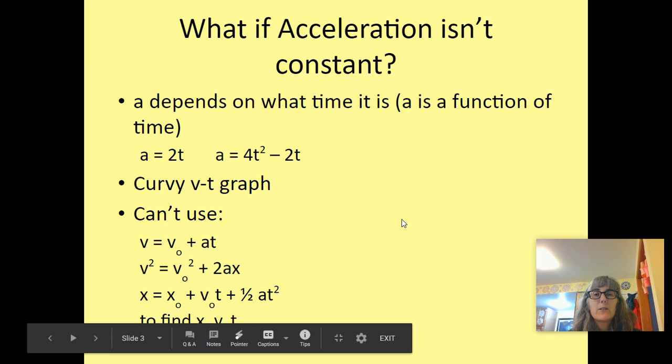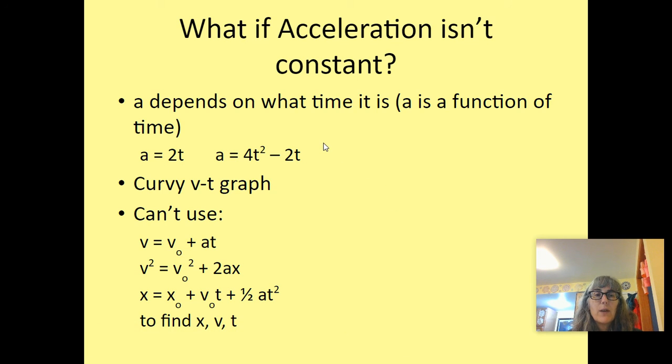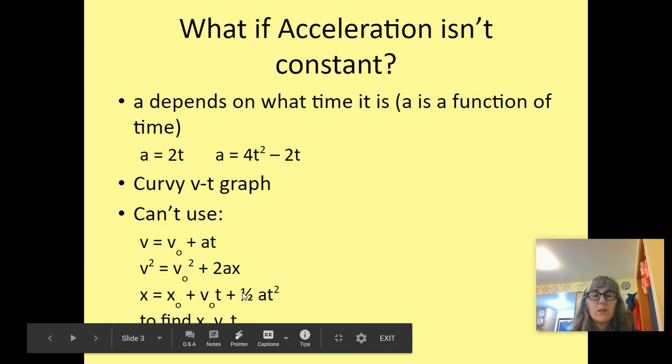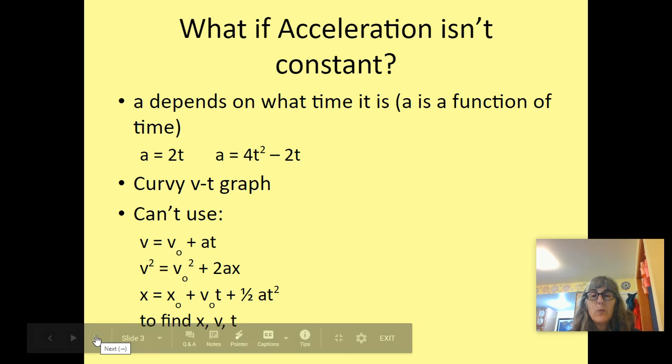But what if acceleration isn't constant? And this definitely happens. So if we had an acceleration that depended on what time it was, in other words, that a is a function of time. So an example would be a is equal to 2t, or a is equal to 4t squared minus 2t. You would get a curvy VT graph, and you can't use these equations anymore. So what do we do? Well, we use calculus.